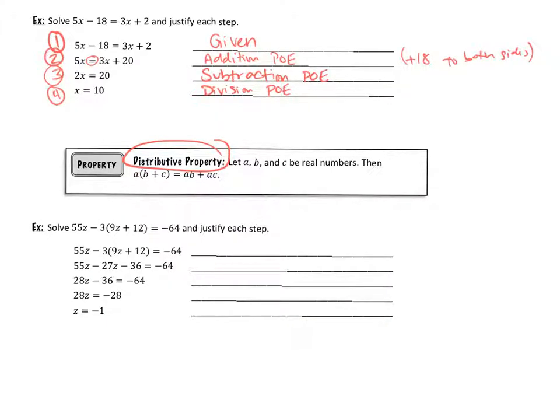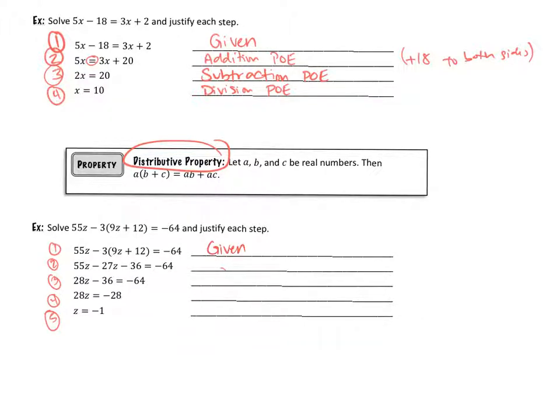In our next example, now we're going to see the distributive property used. So we're going to solve for z and justify each step. Again, you could start numbering these. So this would be step 1, 2, 3, 4, 5, and that will come in handy when we start doing more formal and structured proofs. So now we're just showing the steps of how this happens. The first one, like I said, is going to be our given.